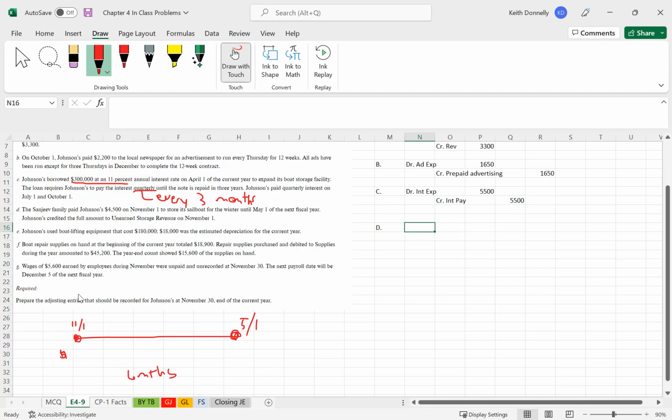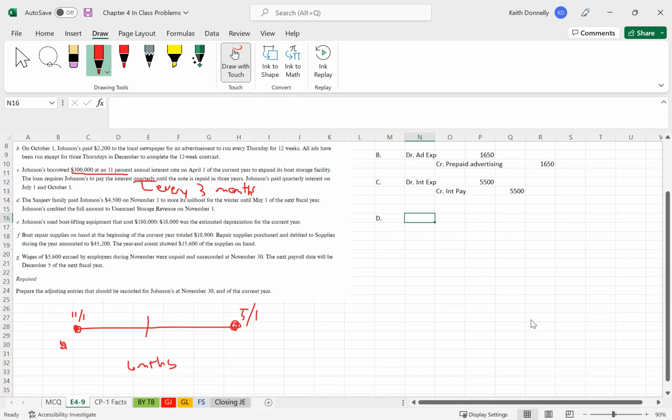And at that time, we got the money before we earned it, so we did unearned revenue. Now, here's the deal. We're at, in this case, 11/30, so we have to accrue for this period right here. In other words, we have earned 1 month of income. They came in the beginning of November, we're at the end, we've earned 1 month of income. So what we would do in this case is debit unearned revenue and credit revenue.